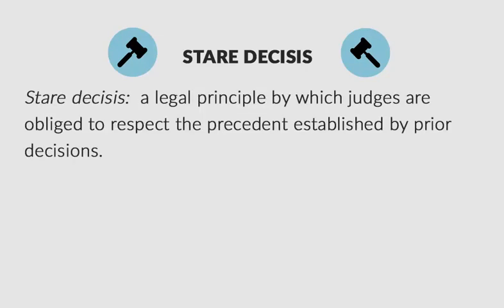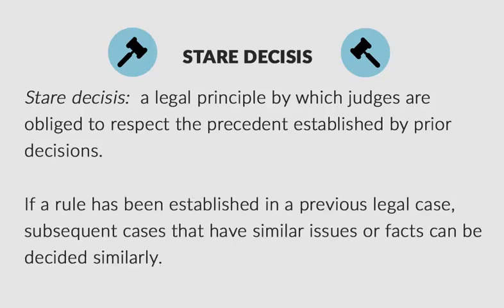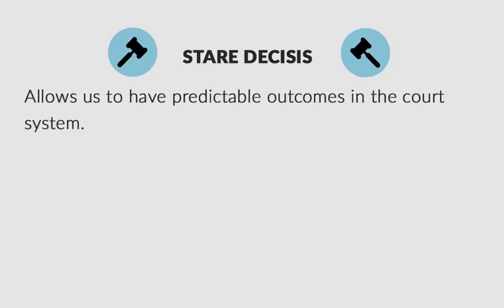Most legal problems are governed by common law or law made by legislative or administrative authorities. An important idea in common law is that of stare decisis, which is a legal principle by which judges are obliged to respect the precedent established by prior decisions. Basically, if a rule has been established in a previous legal case, subsequent cases that have similar issues or facts can be decided similarly. This allows us to have predictable outcomes in the court system.